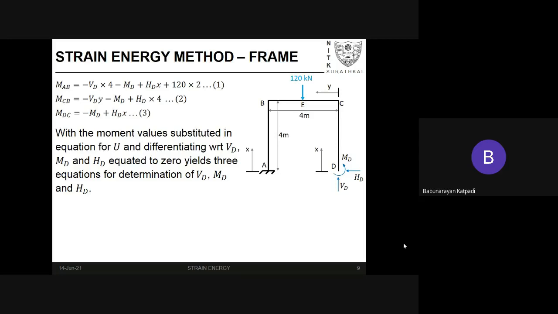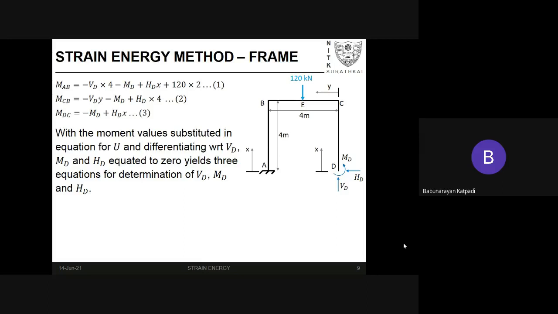And if you take end D, we have VD, the vertical reaction, HD, the horizontal reaction, and MD, the moment, as the redundant reactions to be determined later. We take them as VD, HD, and MD. And we set up moment equations. We write the moments for various elements: AB, that is element AB, then element BC and CD. And we can take the origins for convenience.